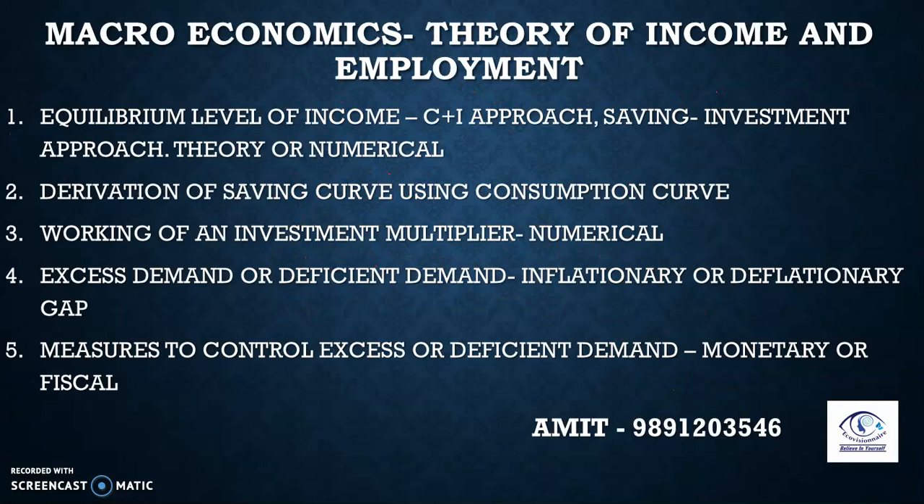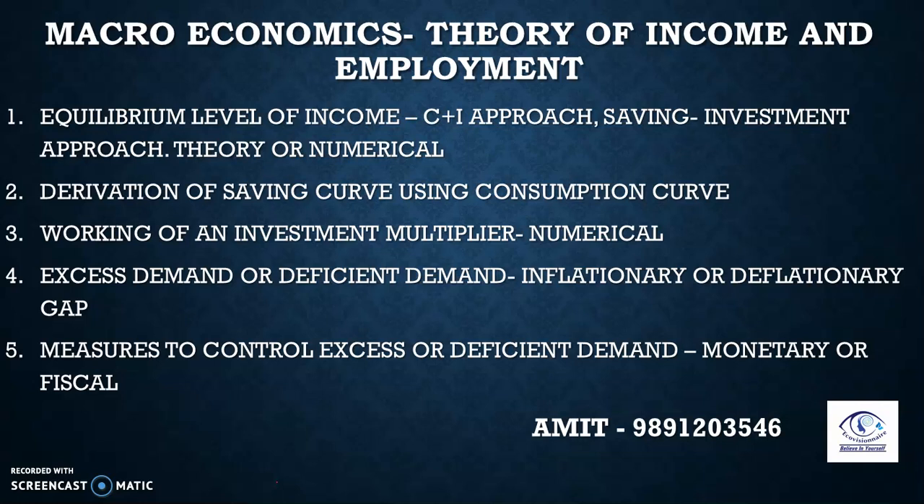Coming to the second question, which is also very important, it is derivation of the saving curve from the consumption curve. It is basically derivation of the saving curve from consumption and income. You draw a 45-degree income line and then draw a consumption line. When consumption is greater than income, it is negative saving. So put a dot on the vertical part of the negative axis.